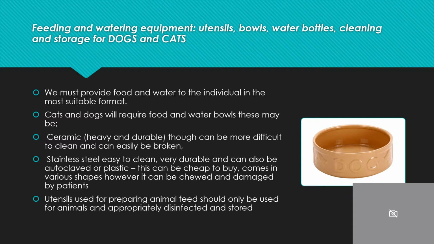Stainless steel is easy to clean, very durable, and can also be autoclaved, or plastic is another option. This can be cheap to buy, comes in various shapes, however it can be chewed and damaged by our patients. We wouldn't want to be providing water to cats in a stainless steel bowl. They do not like being able to see their reflection, so we tend to use ceramic or china potentially as well for our cat patients, and ceramic or stainless steel for our dogs.